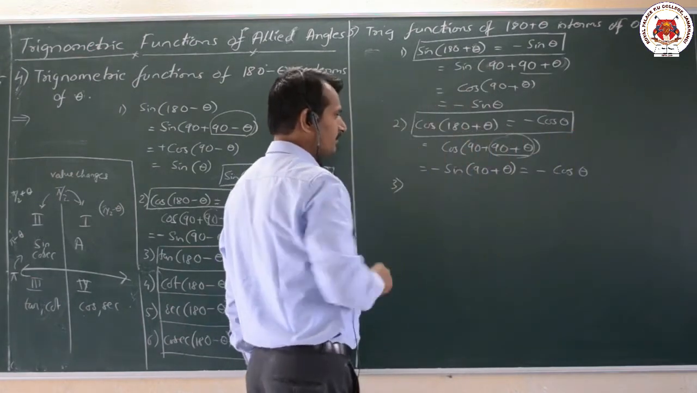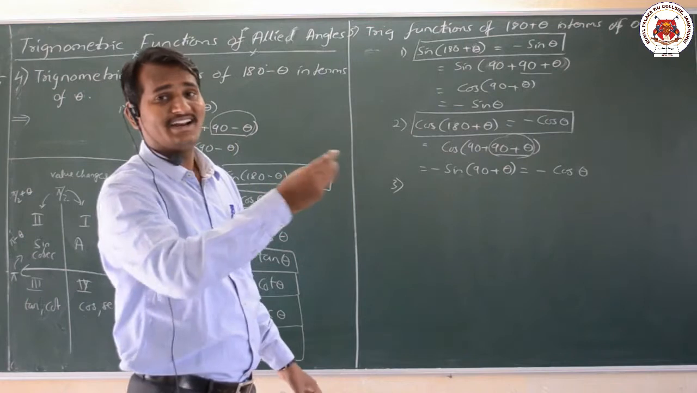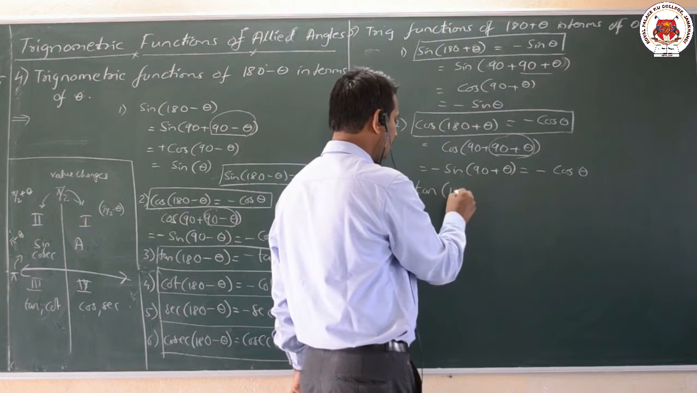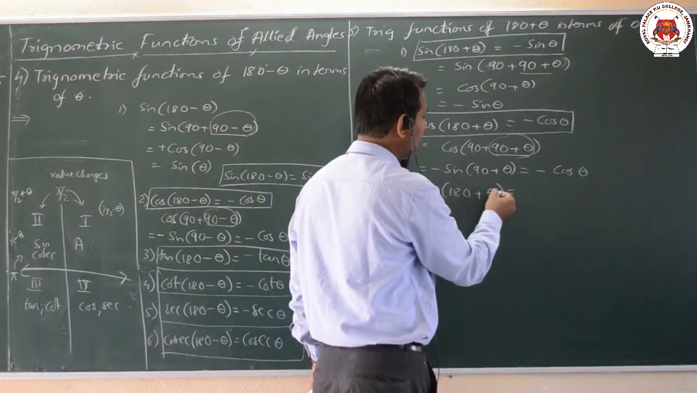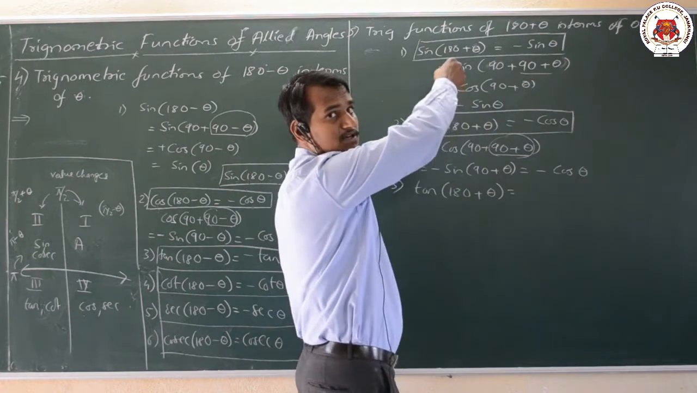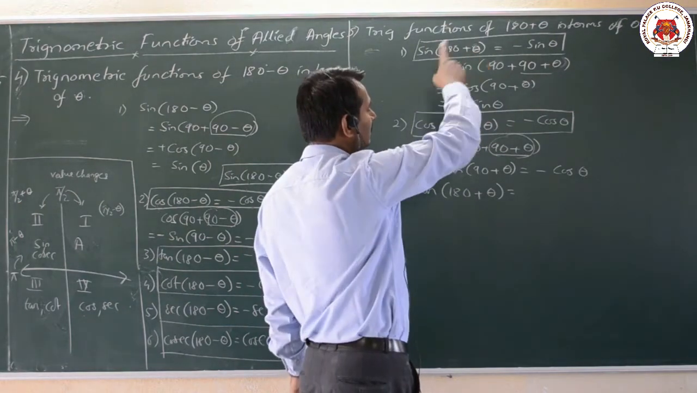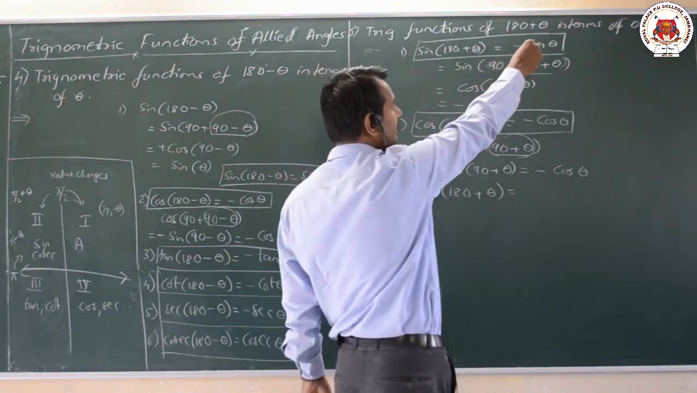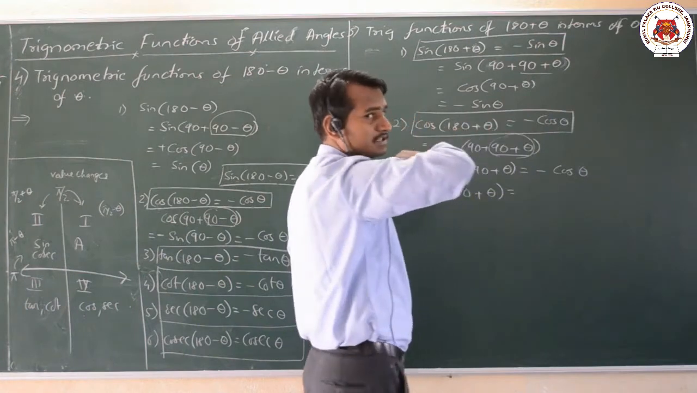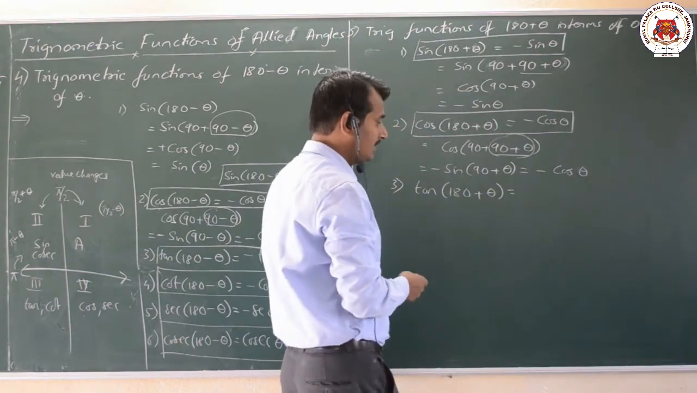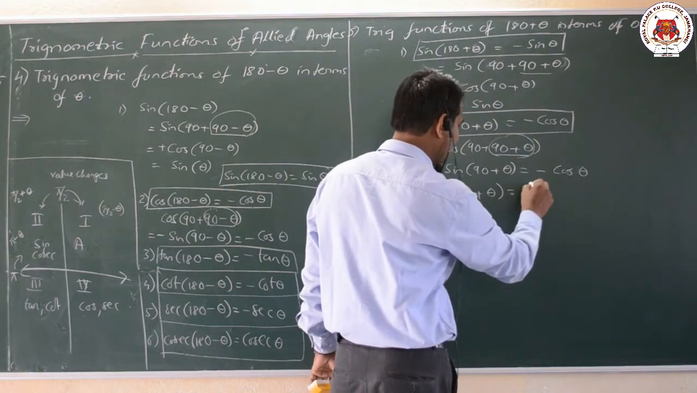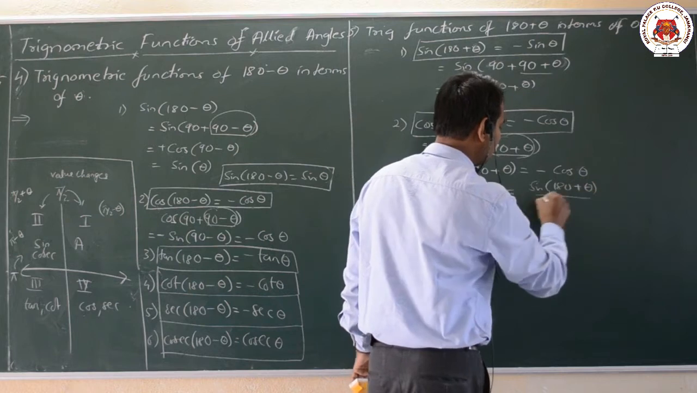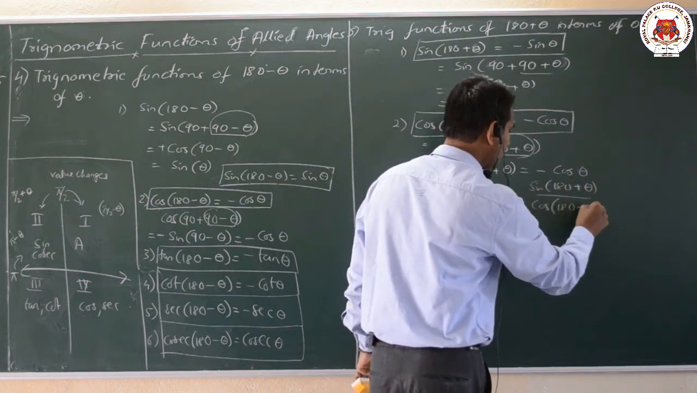Then the third one is very simple. I will make use of the interrelationship between the trigonometric formulas. That is tan of 180 plus theta. Tan means sine by cos, so sine of 180 plus theta divided by cos of 180 plus theta. That is minus sine theta divided by minus cos theta, and we get tan theta. It becomes positive. I will rewrite it here: sine of 180 plus theta divided by cos of 180 plus theta.